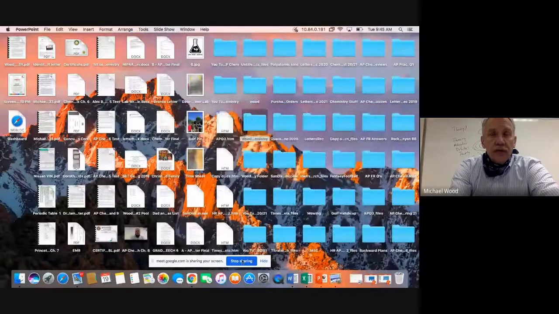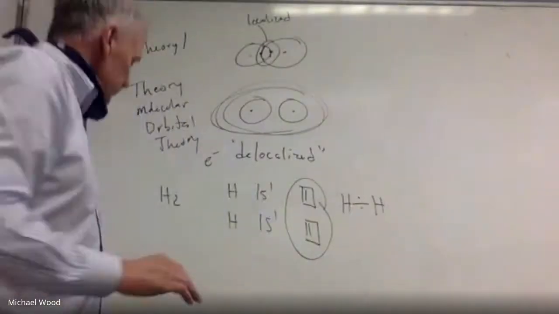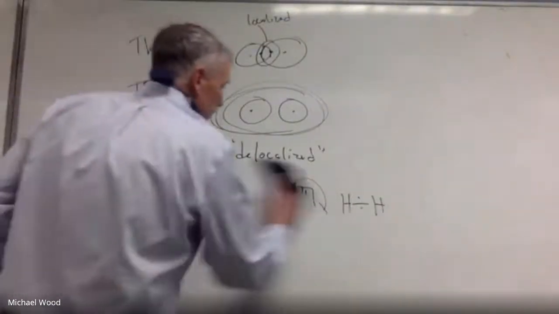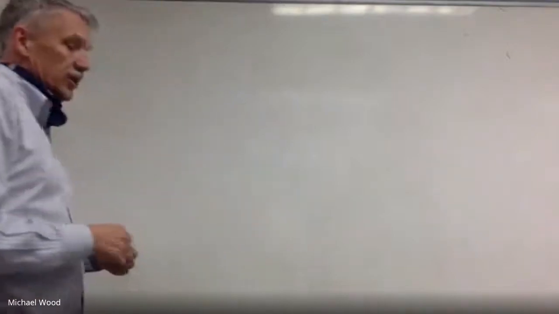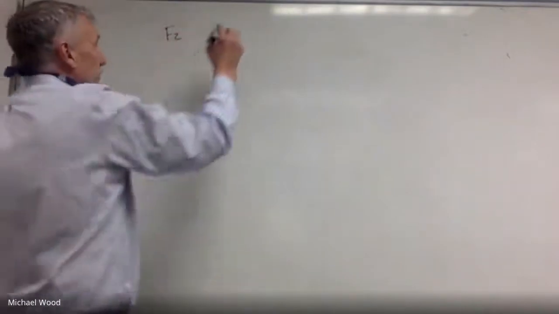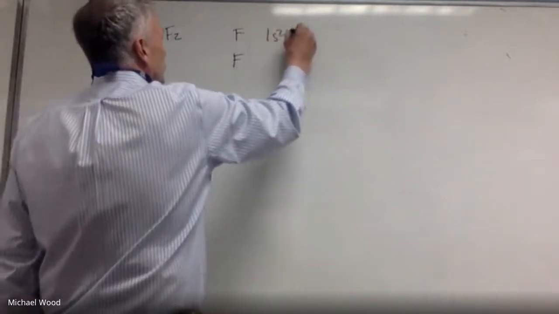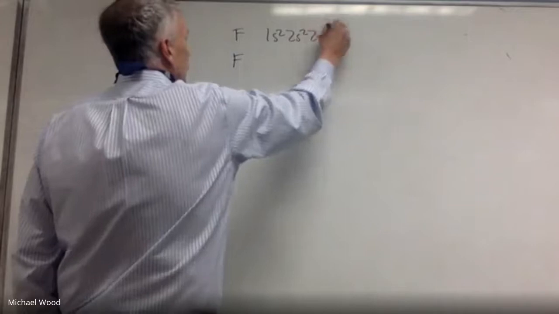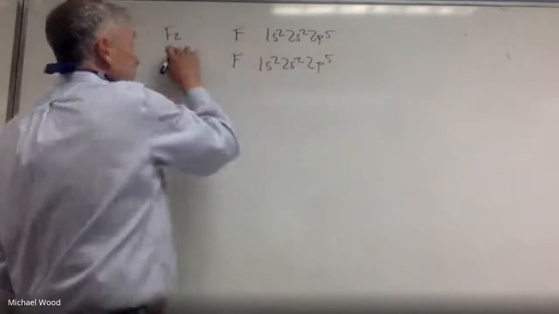So again, if I go to the board, if I had F2, simply put, what this is doing in chapter 9 is explaining the dots. We're explaining how the bonding works in the dots. So for F2, I've got two Fs. The electron configuration is 1s2, 2s2, and then 2p5. And the reason I'm writing out two Fs is because it's F2.